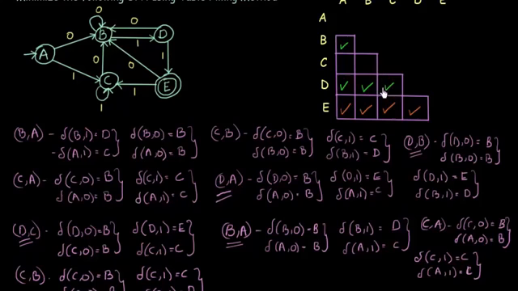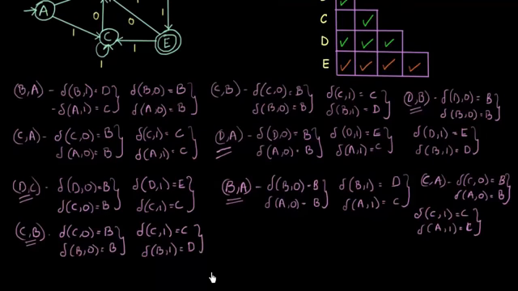Now since this one is marked, I have to mark the pair CB as well. So let me mark CB. Where is CB? This is CB and it is marked. Now we completed the second iteration, again in the second step.